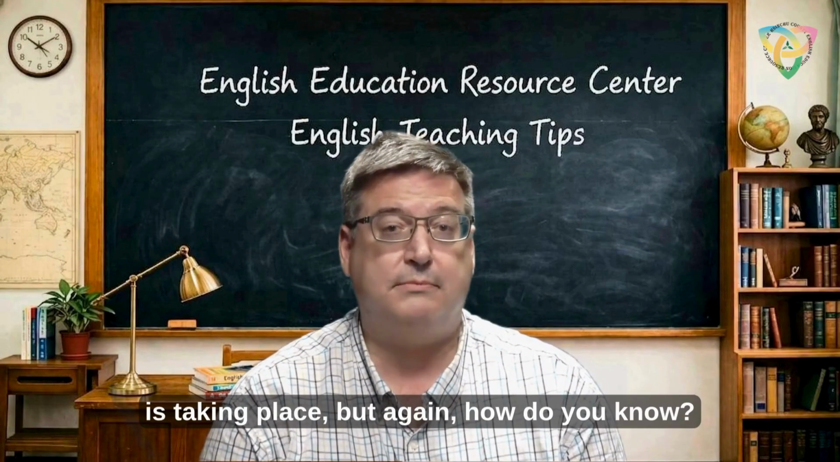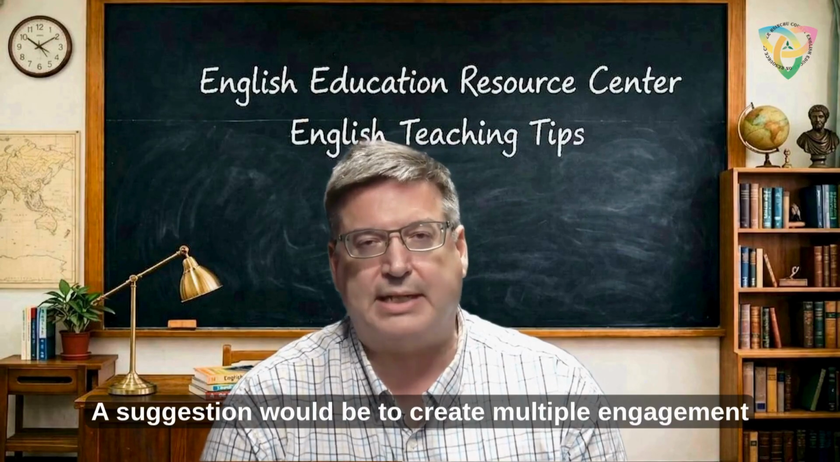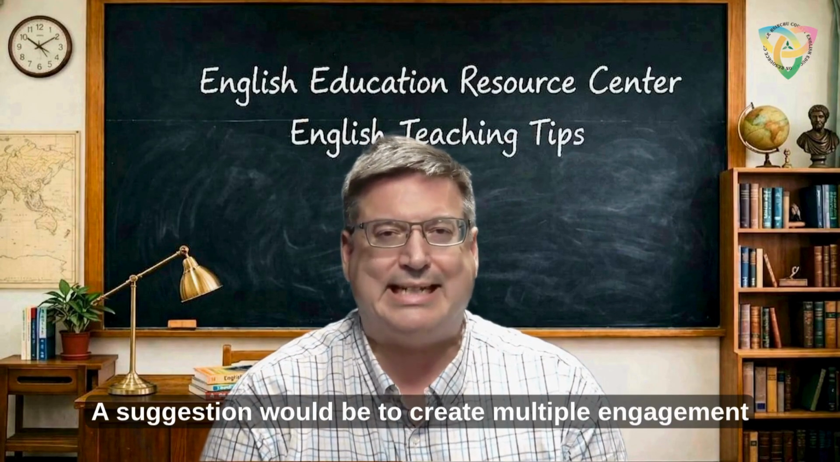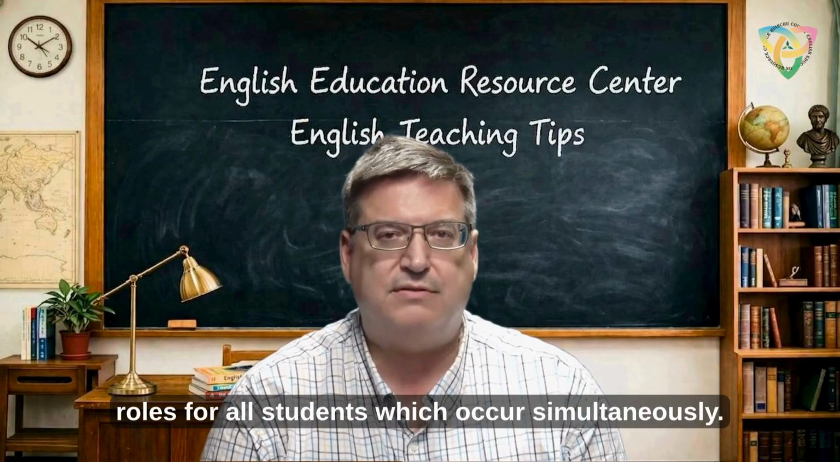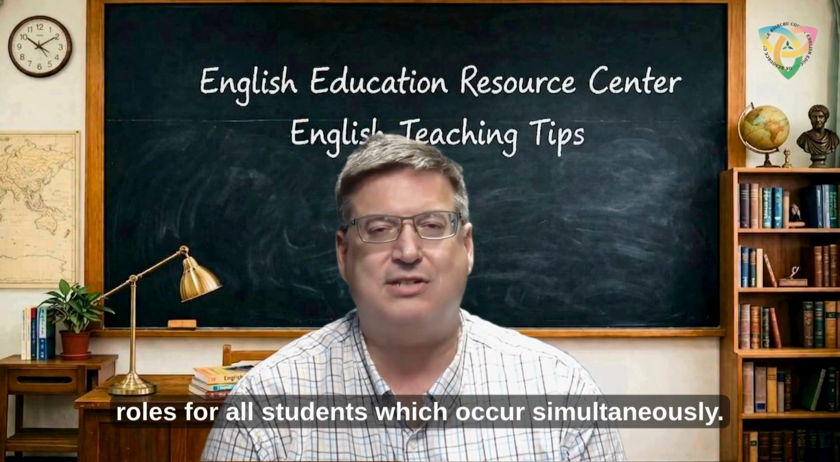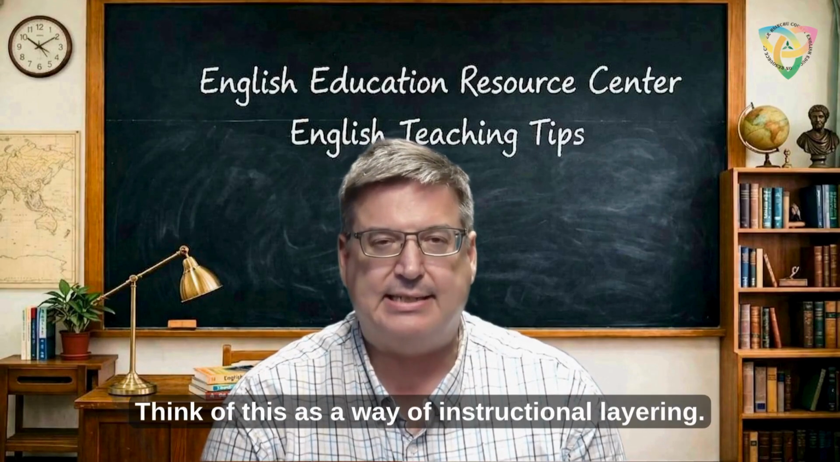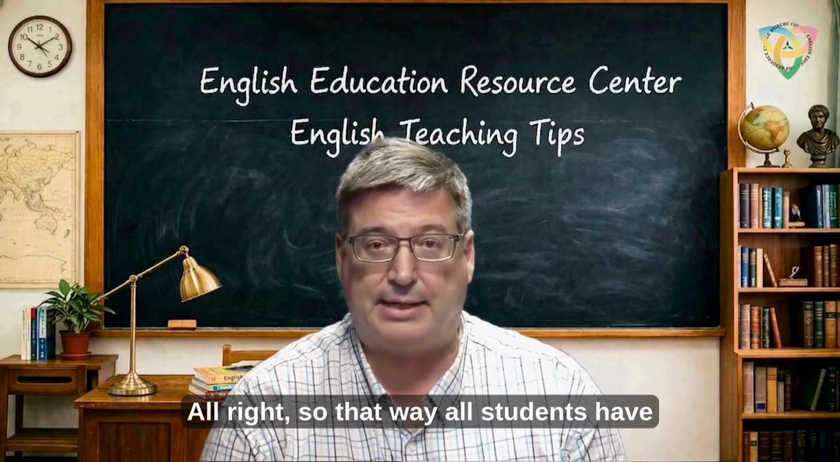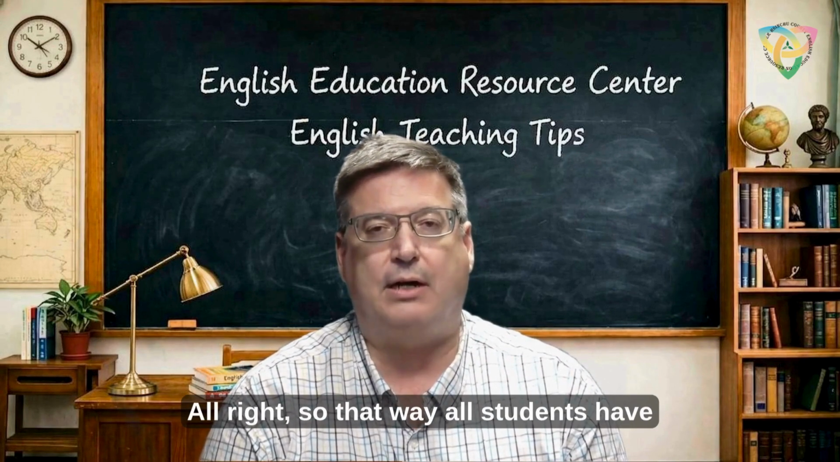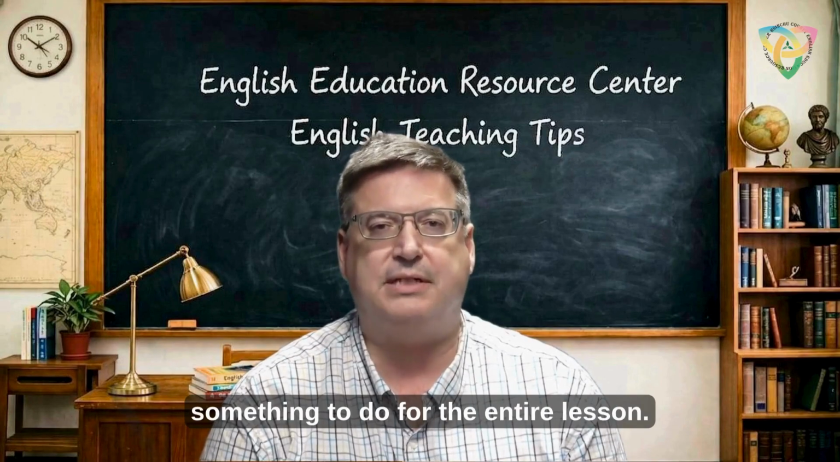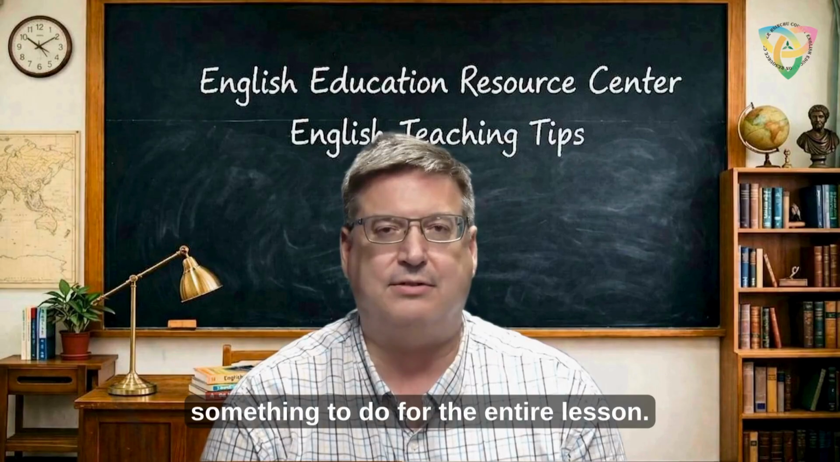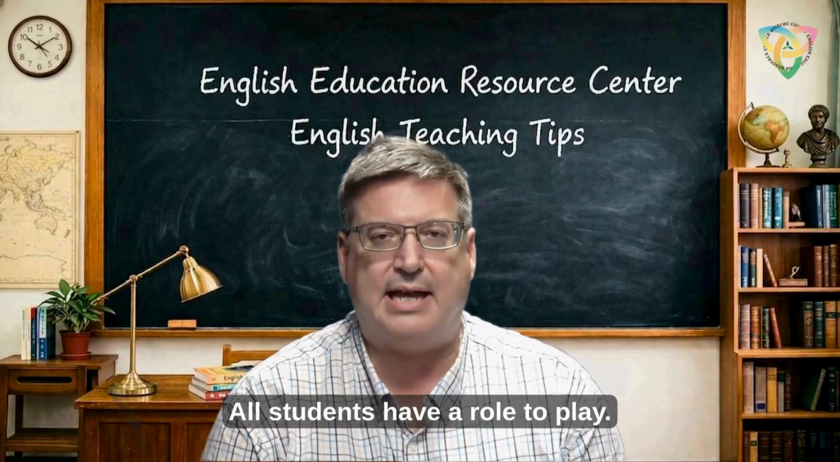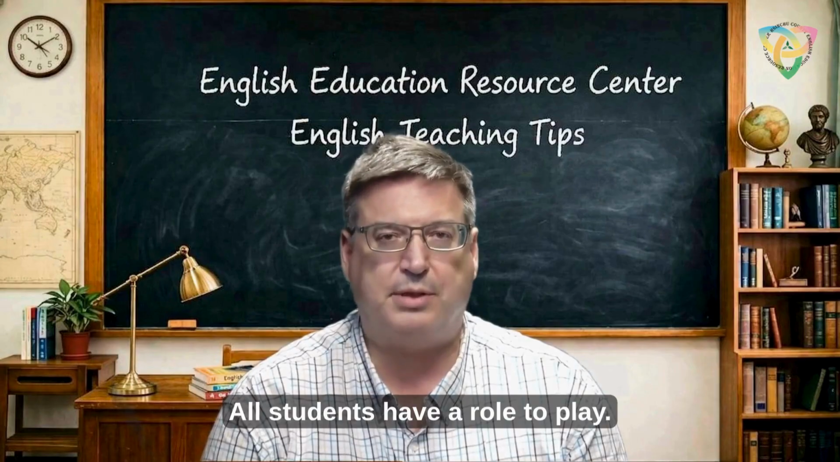What are they doing? You may be assuming that some type of peripheral participation is taking place, but again, how do you know? A suggestion would be to create multiple engagement roles for all students which occur simultaneously. Think of this as a way of instructional layering. All right, so that way all students have something to do for the entire lesson. All students have a role to play.